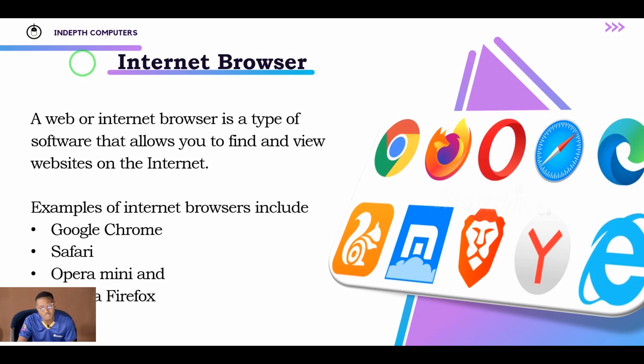Now, the internet browser is a type of software that allows you to find and view websites on the internet. Before you can carry out a research online, you need to understand internet browsers. Now, there are softwares that we use to visit web pages on the internet. Now, we have so many examples of internet browsers. The most common ones we have are Google Chrome, Safari, Opera Mini, Mozilla Firefox, Microsoft Edge, and so on.